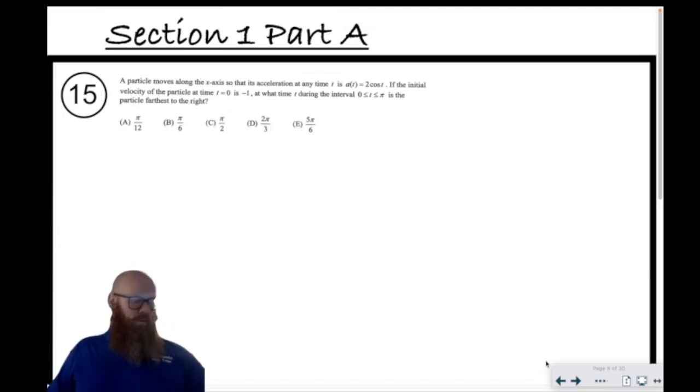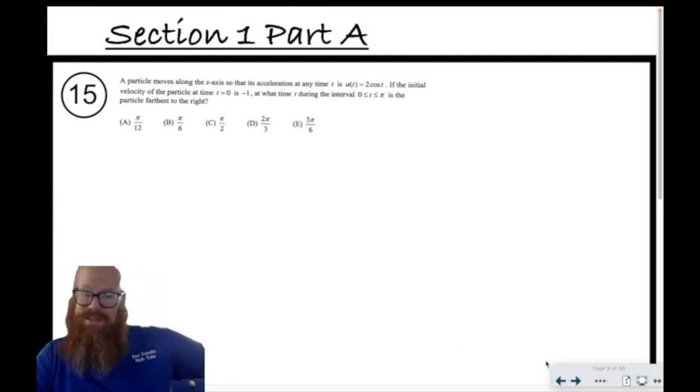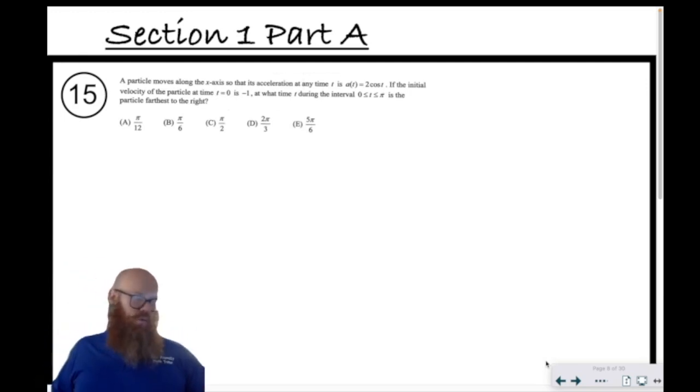Okay, on we go. We are past the halfway point of this section as we move through the non-calculator part of our BC Calc practice test, the MCQ part, that is. So a particle moves along the x-axis so that its acceleration is that. All right, we got initial velocity, and we want to know when it's farthest to the right.